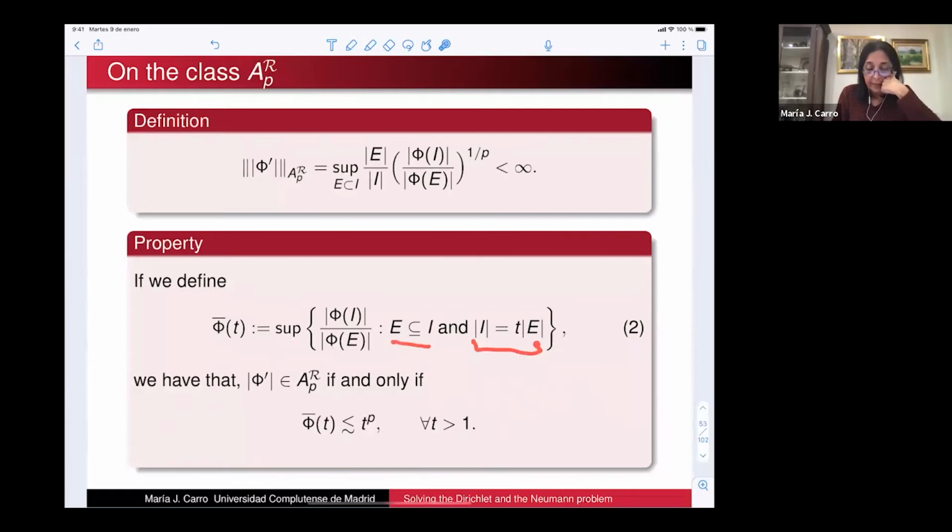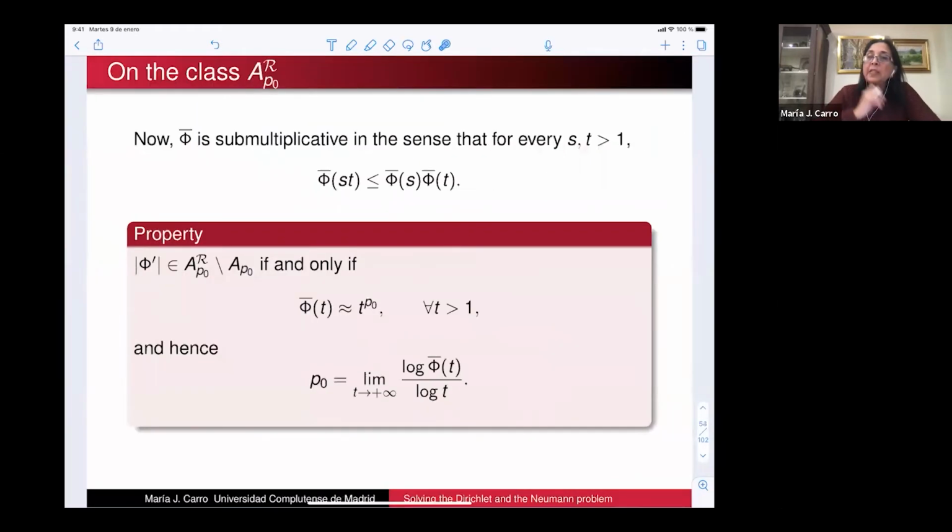And this condition here says that the weight phi prime is in A_p^R if and only if this function here is bounded by the power t to the p. Okay, so this is another way of looking at the definition of A_p^R.